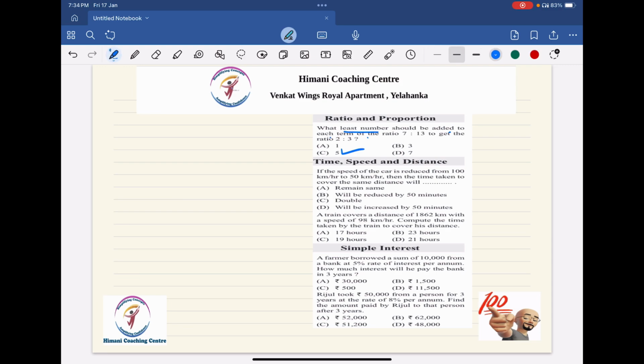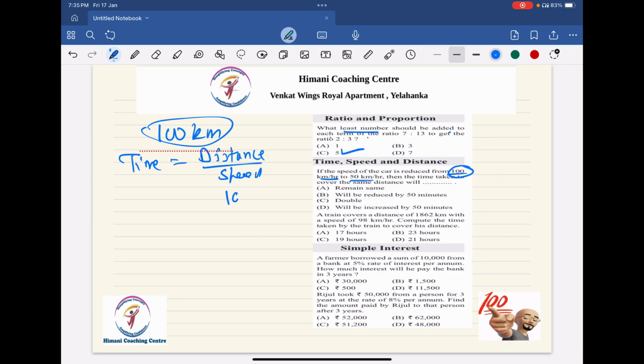Now let us look at the question. It says if the speed of car is reduced from 100 kilometer per hour to 50 kilometer per hour, then time taken to cover the same distance will be. So see, since they have not given any distance, so we can assume let distance be 100 kilometer. Why 100 kilometer? Because the first speed is given 100. Okay, that will help us. So what is time? How do you find time? Time is distance divided by speed.